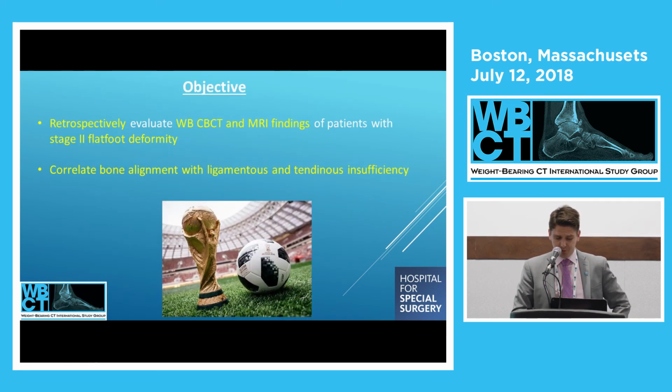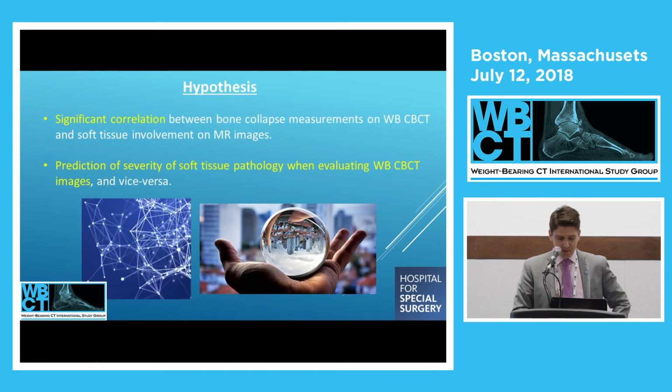So this study was a retrospective study, weight-bearing CT and MRI findings of patients with only clinically stage 2. We tried to correlate the bone alignment and the ligamentous and tendinous insufficiency. The hypothesis was that we would find significant correlation between the markers of collapse in the weight-bearing CT and the soft tissue involvement in the MRI, and that we could potentially predict the severity of soft tissue pathology when looking at the weight-bearing CT, and vice versa. When you look at the MRI, you might predict the bone alignment in the weight-bearing CT.